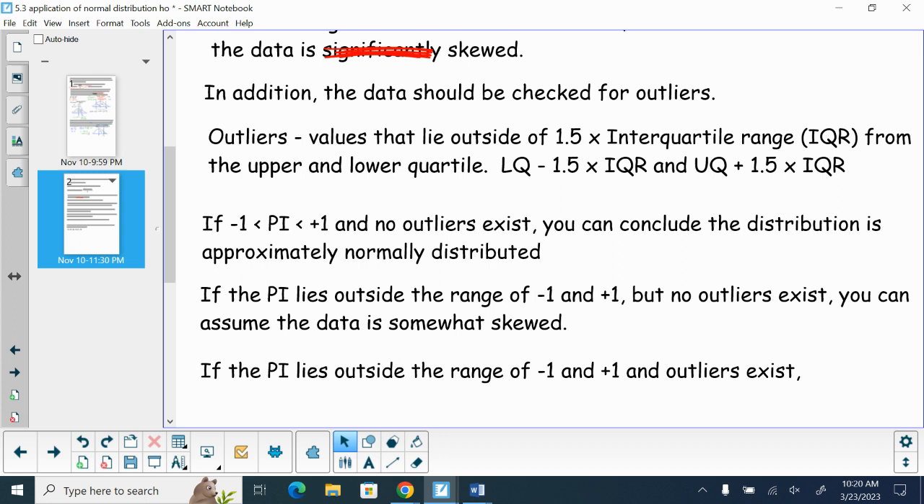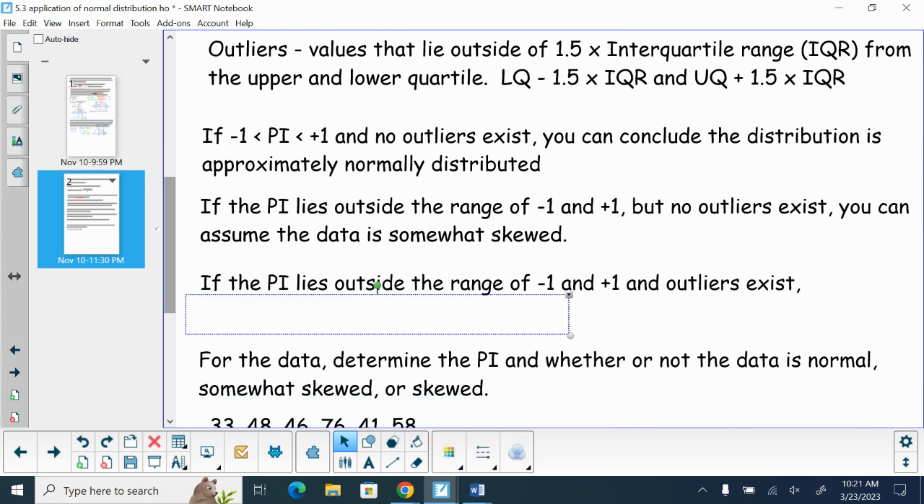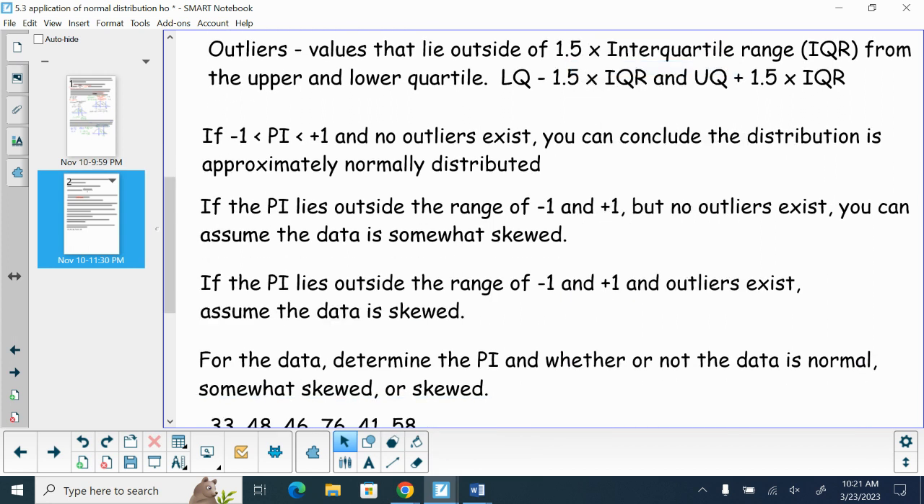The Pearson index lies outside the range -1 to 1, but no outliers exist. You can assume the data is somewhat skewed. Somewhat. Now, it depends on how close you are to 1 and -1. And you have no outliers, you know what? I'm still good with using a normal distribution curve. And that's what statisticians will do. But if you lie outside that -1 to 1 and you have outliers also, you can assume a skewness.